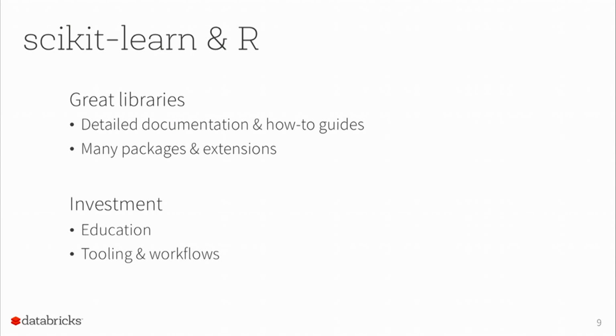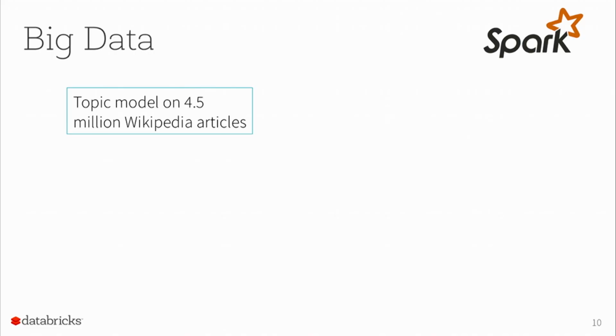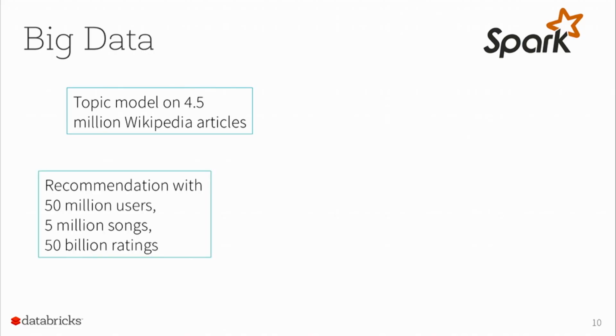The problem for a lot of people as big data comes along is that these are not traditionally developed for what I'd call the big data space. But of course now people are very excited about this. And the goal here is to do things such as, say, train a topic model on 4.5 million Wikipedia articles, or run recommendation algorithms using millions of songs and users and billions of ratings. And these are actual things which we've done with Spark.